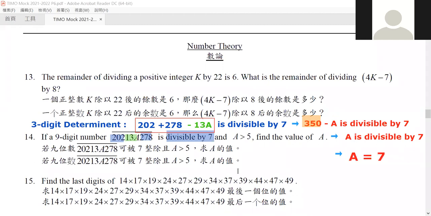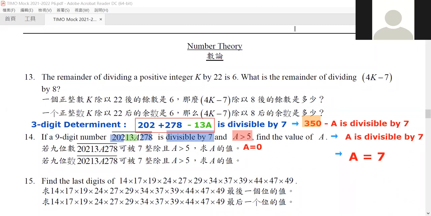Now, this part is here because it wants to stop our A from being equal to 0, because A equal to 0 is also one of the answers if we are allowed that A can be less than 5. But after we constrain ourselves that A must be greater than 5, then A equals 7 is the only answer.